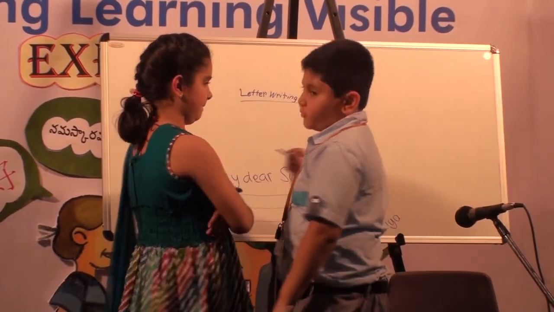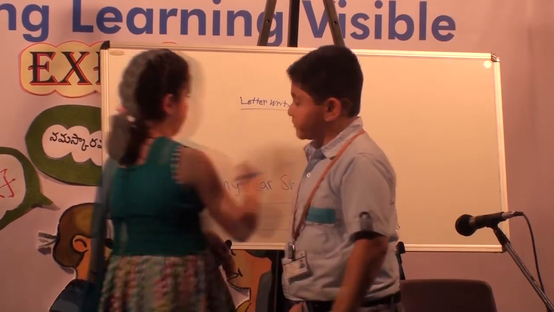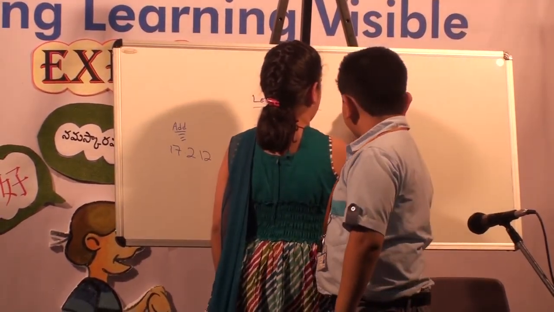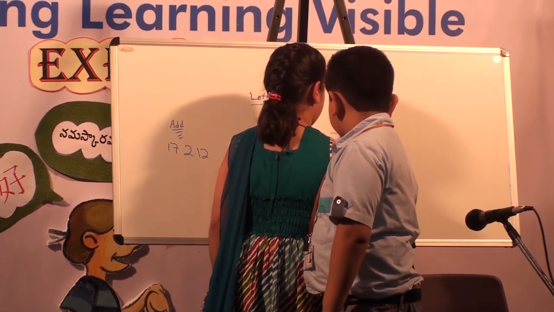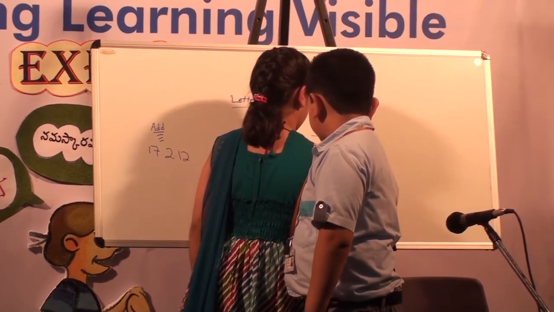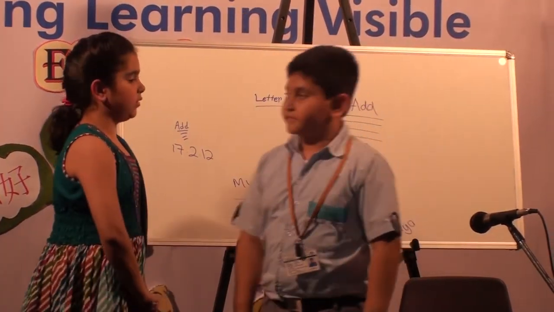Now the two most important things are your friend's address and the postcode. If you do not write the correct address, the letter will go to the wrong place. There. Now we finished writing a letter. Thank you so much.